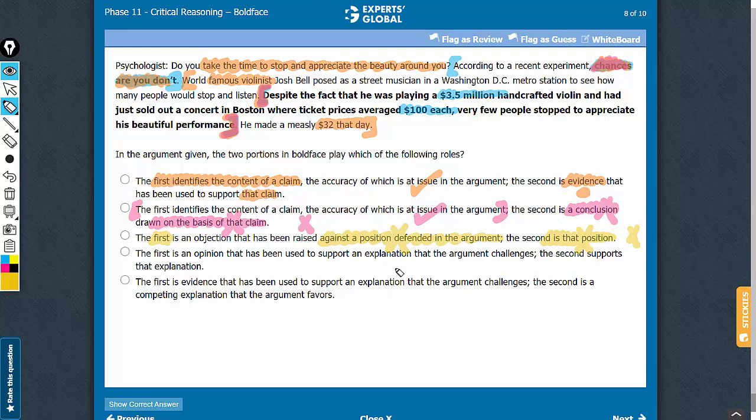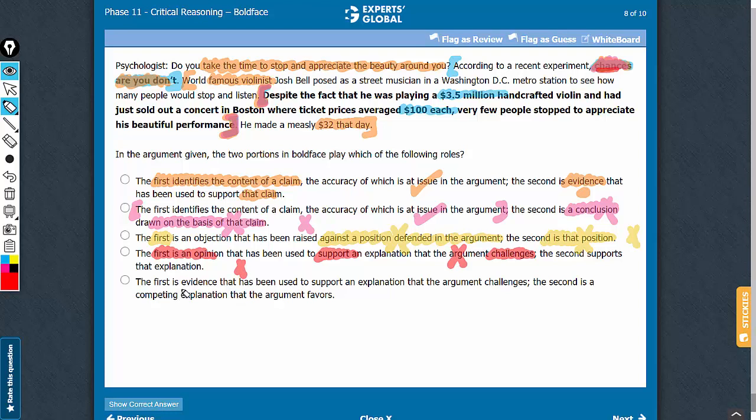Look at answer choice D now. No, the first is not something that has been used to support something that the argument challenges. See, the argument's conclusion and the first boldface are in sync, and therefore it cannot be said that the first supports something that the argument is against. So this part is not correct. Answer choice D should be eliminated.